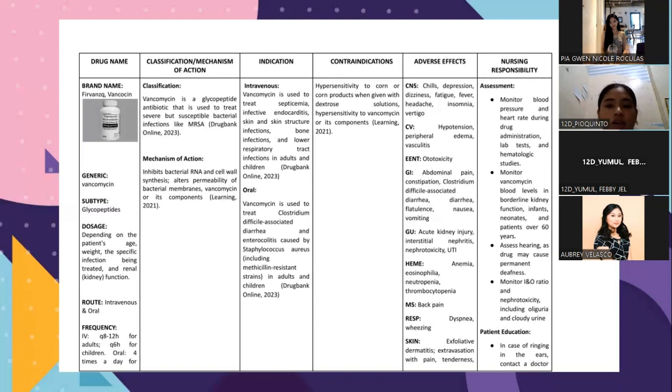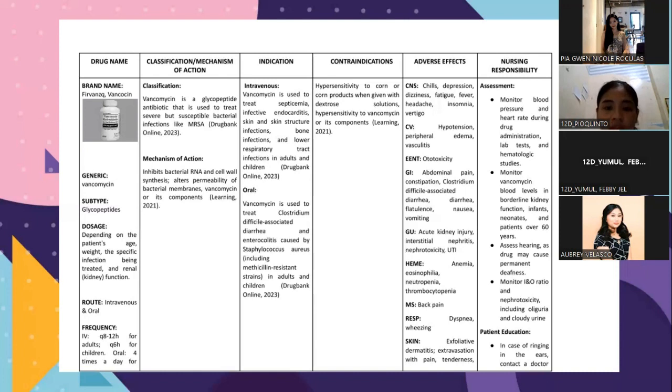So in the nursing responsibility, we should monitor blood pressure and heart rate during the administration. It is essential to promptly identify cardiovascular effects or adverse reactions. Lab tests and hematologic studies, including blood cell counts, are performed to monitor potential blood-related side effects. Monitor vancomycin blood levels in borderline kidney function, infants, neonates, and patients over 60 years.